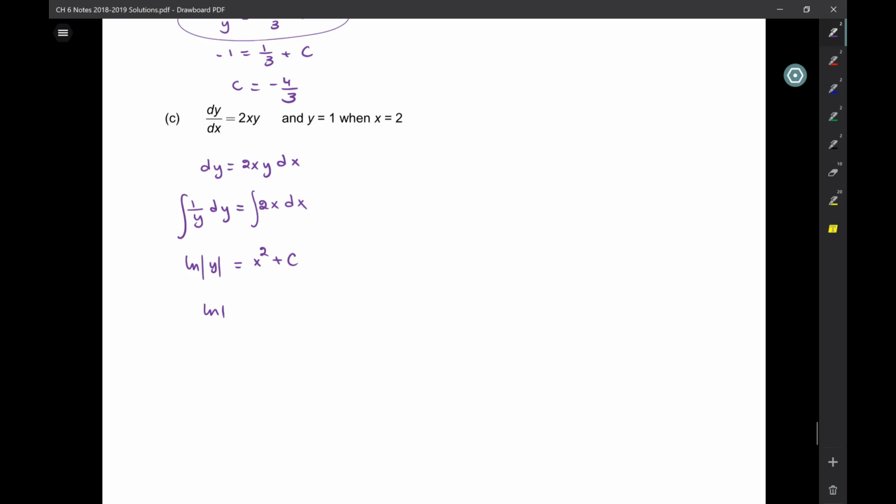Right, so when I plug in a positive value, I no longer have the need for the absolute values. ln of 1 equals 2 squared plus c. So how much is c?